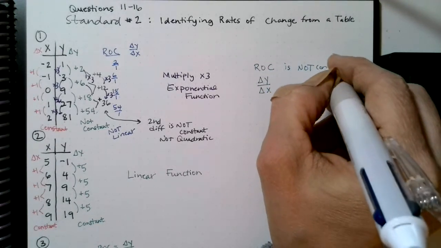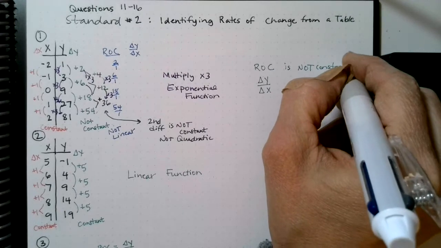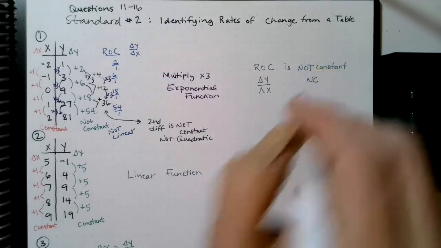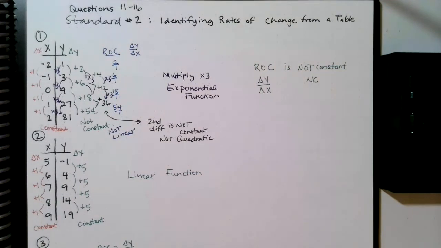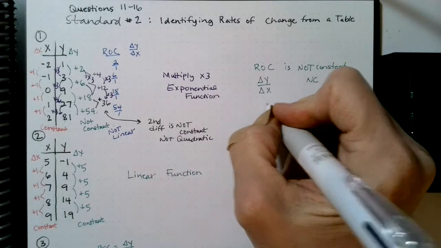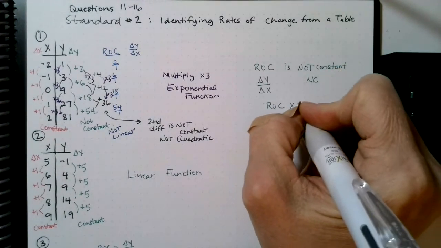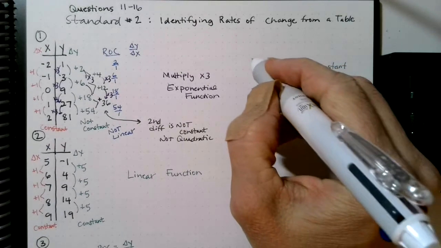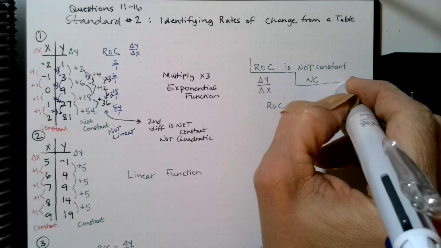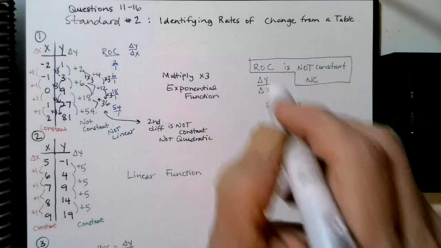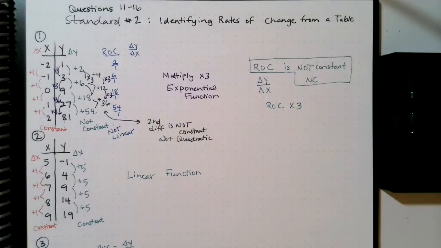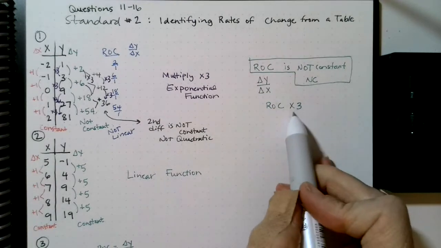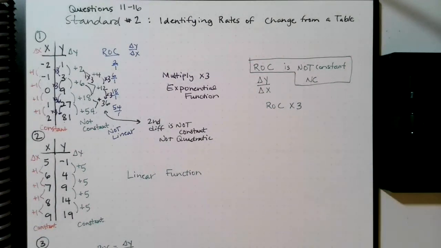And on the test, you abbreviated this as NC. You could say that each value is times 3, so you could say the rate of change times 3 is how you go further. But how we've been talking about this is that the rate of change is not constant, and you can put that as an NC for this. It is not constant. Anytime you're multiplying, it is not constant.